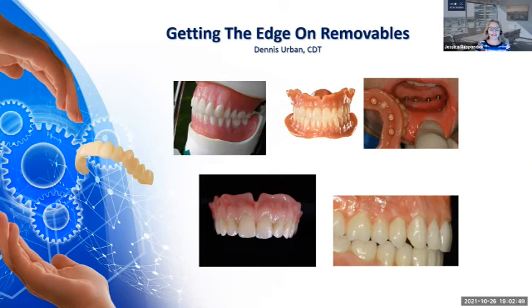Dennis Urban has been president of both the Long Island Dental Laboratory Association and the Dental Laboratory Association of the State of New York. He has served as a Cal Lab board member and is the current board president on the National Board of Certification and serves on the advisory board for IDT magazine.